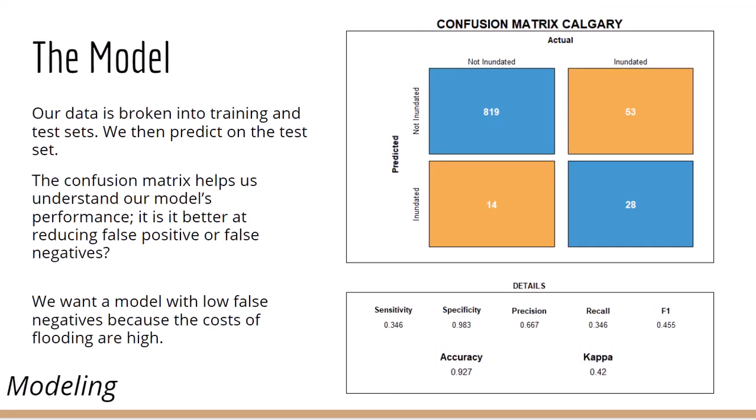Our model is broken into training and test sets. We then predict on the test set. All of our features are used to create the model. The confusion matrix helps us understand the model's performance. Is it better at reducing false positives or reducing false negatives?